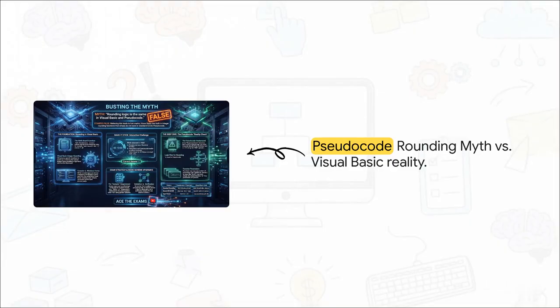Okay, let's dive into this next one, because honestly, it catches out even the most experienced coders. I call it the pseudocode rounding myth. A lot of you are probably coding in Microsoft Visual Basic, Python, or Java during class. And in something like Visual Basic, you have these super handy built-in integer rounding functions, like math.round, which act as high-level shortcuts. The myth is that these exact same shortcuts automatically exist in standard IGCSE pseudocode. Well, I'm here to tell you, they definitely do not.